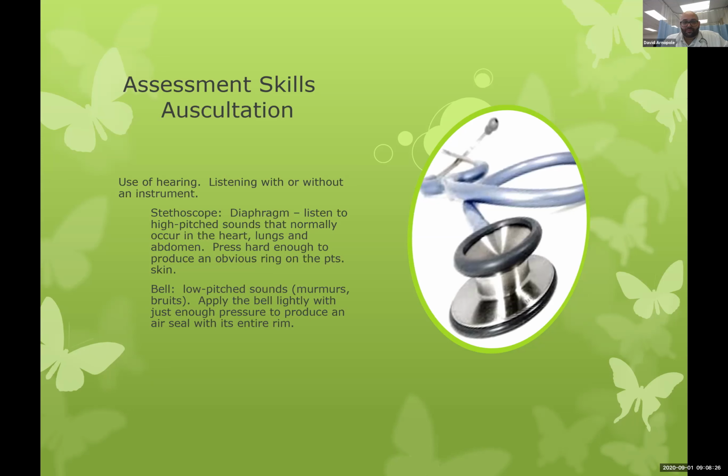With the stethoscope, you have two sides to it. You have a diaphragm and a bell. Your diaphragm is for more high-pitched sounds like your heart and lung sounds. If you can't hear anything, it's really low, so switch over to the bell, which is the smaller part.